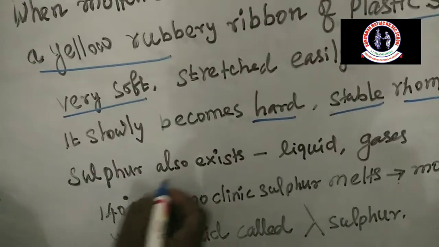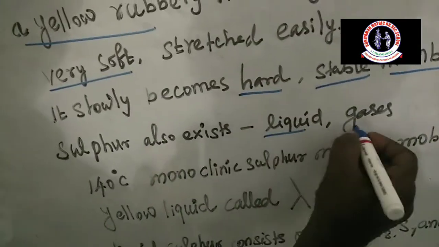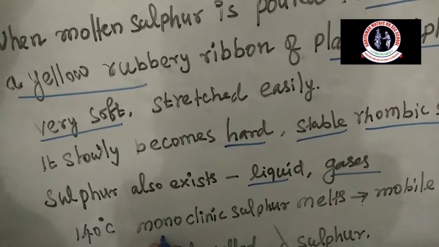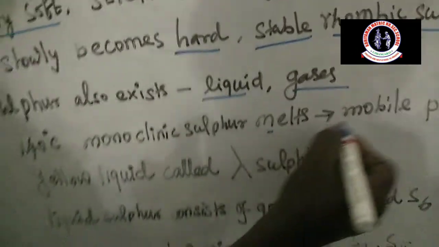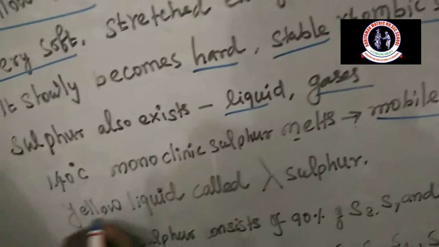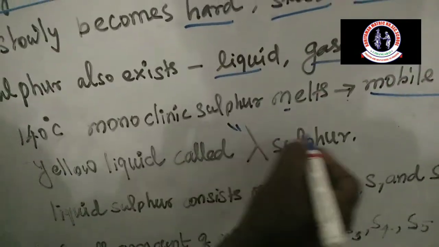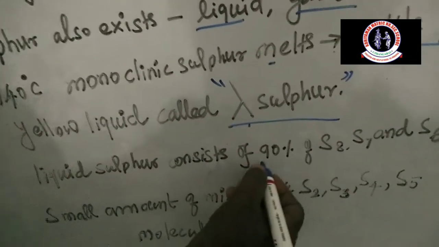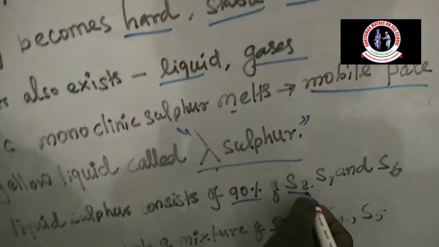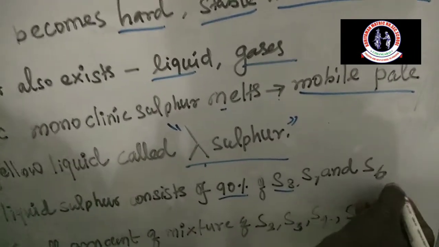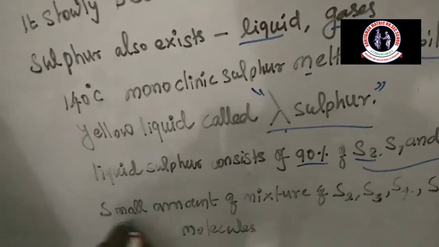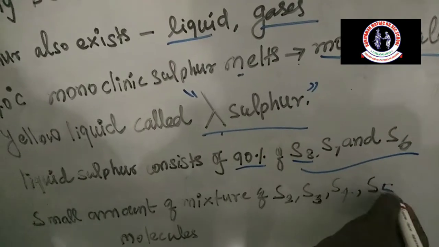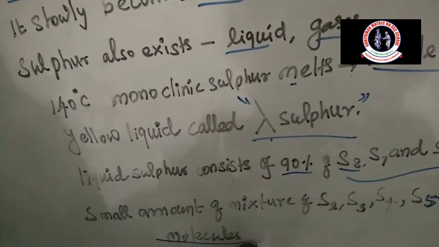Sulfur exists in liquid form and gaseous form. At 140 degrees Celsius, monoclinic sulfur melts to a mobile pale yellow liquid called lambda sulfur. The liquid sulfur consists of 90% S8, with S7 and S6 molecules. A small amount of a mixture of S2, S3, S4 and S5 molecules are also present.